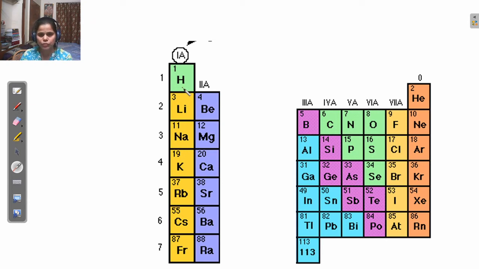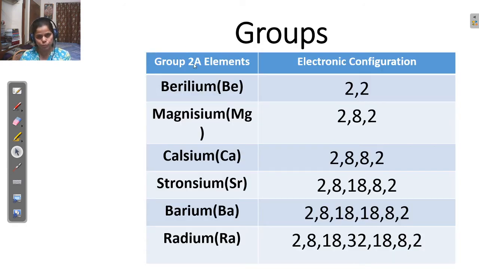The elements of the 1A group are hydrogen, lithium, sodium, potassium, rubidium, cesium, and francium. The atomic number of hydrogen is 1, then 3, sodium's atomic number is 11, then 19, 37, and 55. In the S block there are two groups, 1A and 2A, and in the P block the groups 3A, 4A, 5A, 6A, 7A, and the zero group. So let's start to study the 2A group.